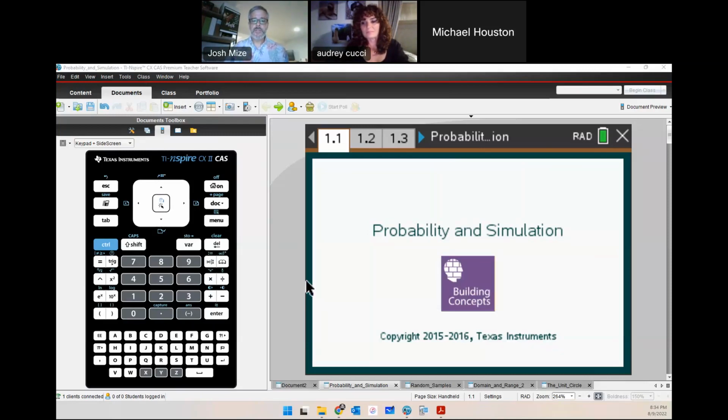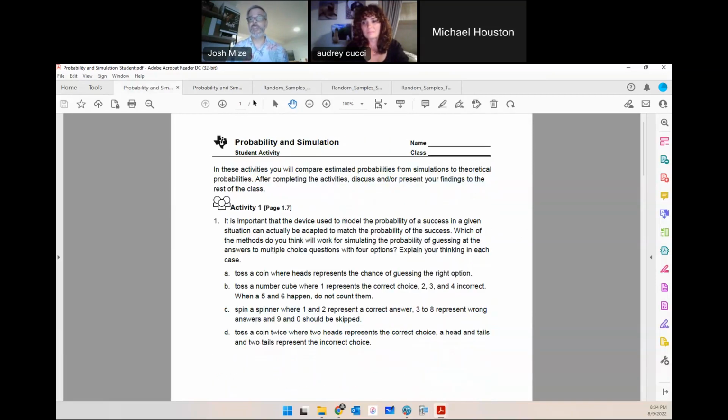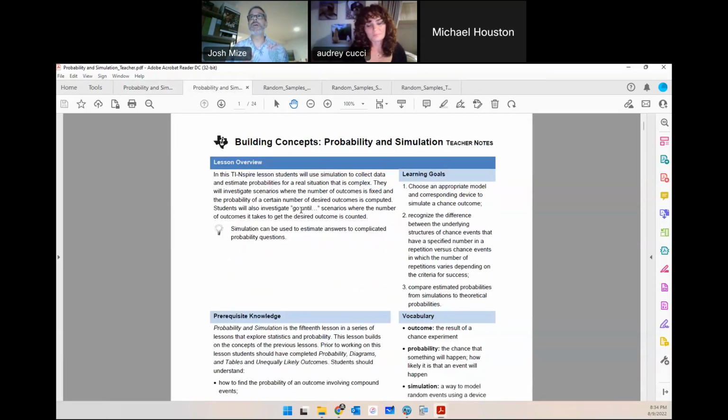And so as Audrey had pointed out when she looked at the documents and the resources online, this is the teacher document. The student document for the probability and simulation activity, 3 pages long, not that bad. The teacher document for the probability and simulation teacher notes, 24 pages long. So this is a very rich and robust document. And of course, ideally, it wouldn't be something that you'd have to print out.